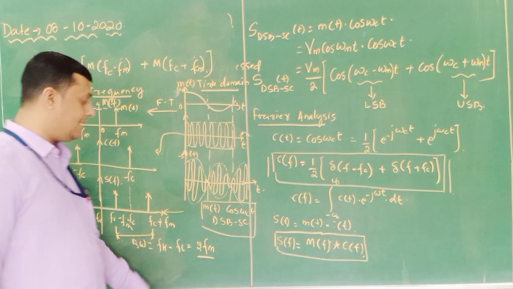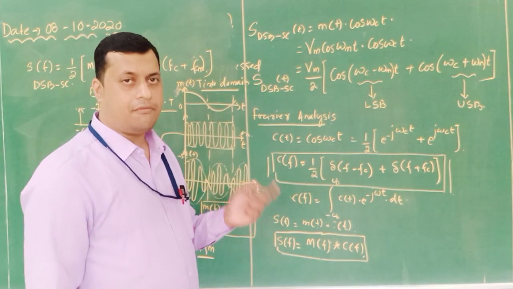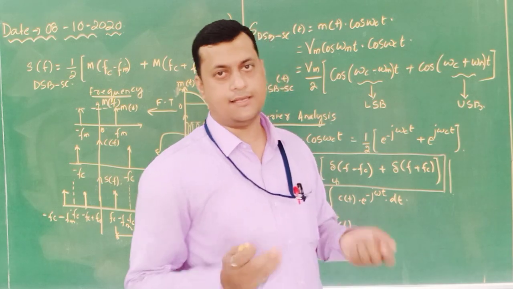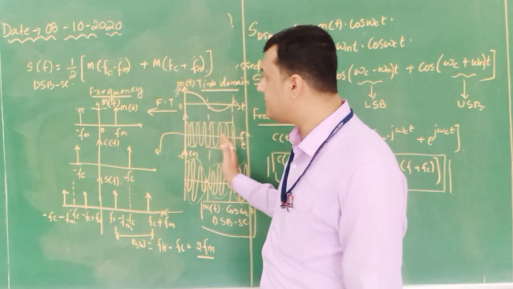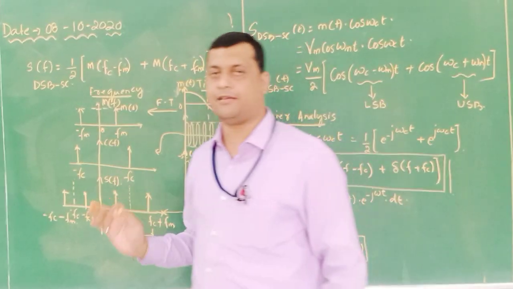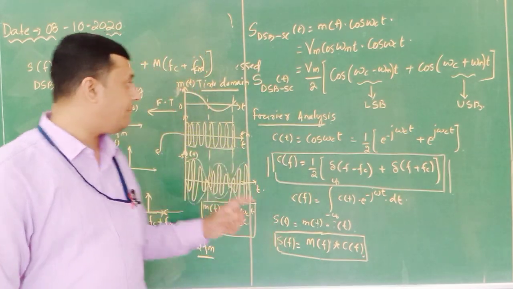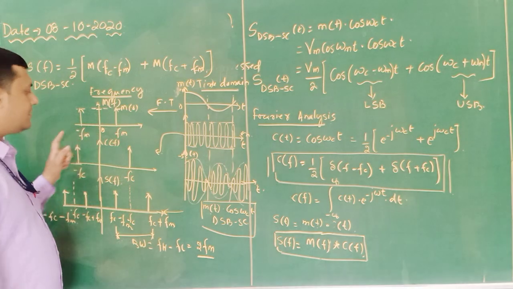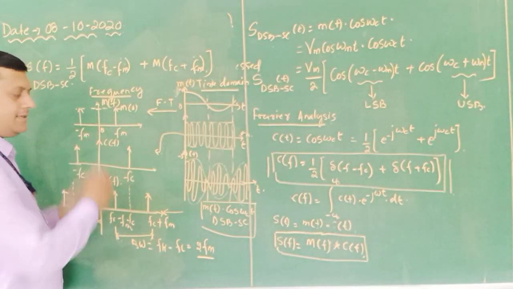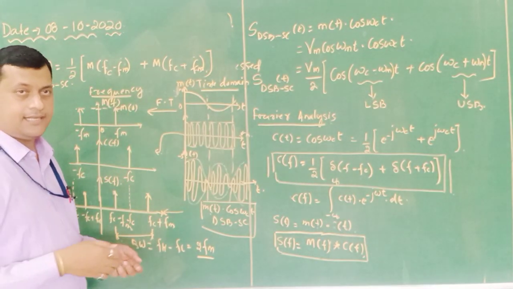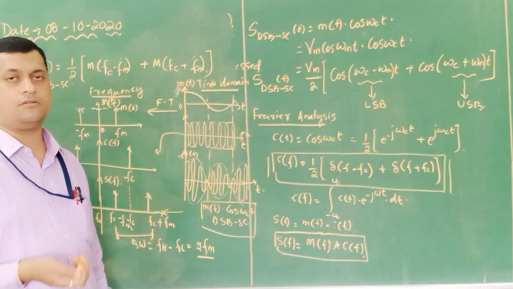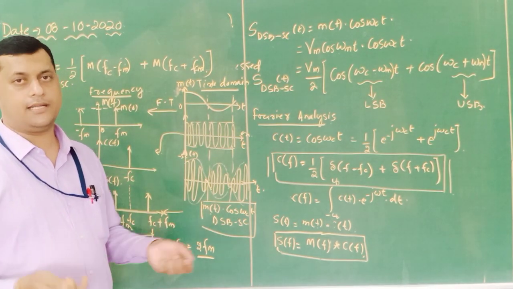That means what it indicates? The bandwidth of AM and the bandwidth of DSB-SC signal are both the same. So this is the general representation for the DSB-SC signal, one for time domain and one for frequency domain. This is the reflection of a DSB-SC signal, which we are going to discuss now with respect to single tone and with respect to multi-tone.